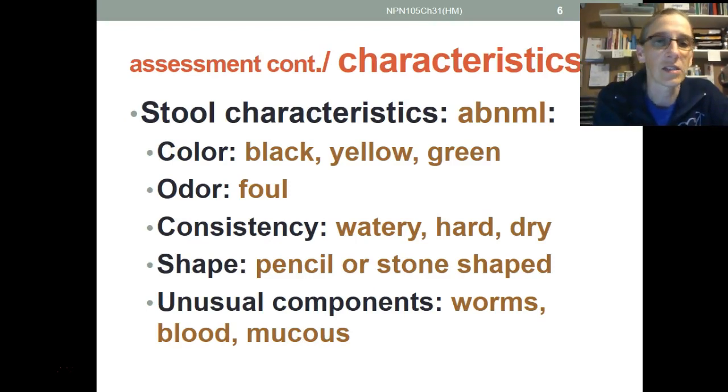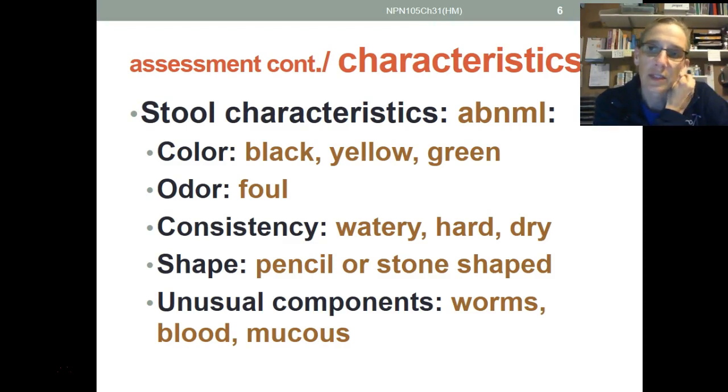Right, stool characteristics. Abnormal things would be if the color of the stool was black, yellow, or green. Sometimes it's an odd thing, but sometimes color is related to diet. For example, kids in particular, just because that's what I think of, those are the phone calls I get all the time, are eating blue Jell-O, pudding, yogurt, things like that. It can cause the stool to be blue.